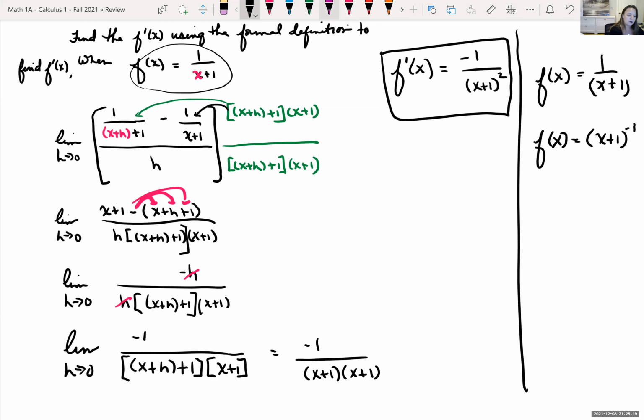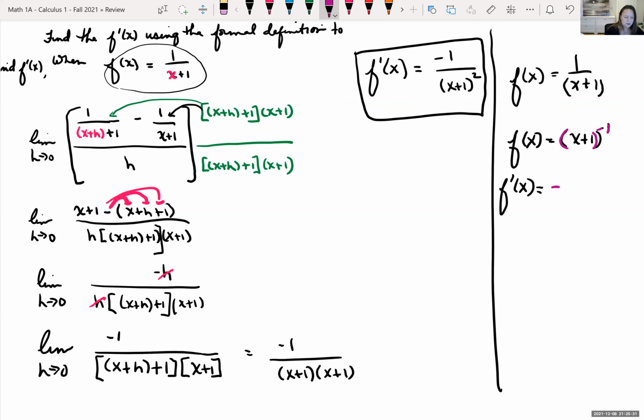And so our outer function, the derivative of the outer function, which is this raised to the negative 1 power, we bring our power down front. So we have negative 1 in front, all times the inside, x plus 1, raised to subtracting 1 from our exponent. So negative 1 minus 1 gives us now negative 2, times the derivative of the inside. The derivative of x plus 1 is just 1. So I can now rewrite this, making my exponent positive by bringing it down into the denominator. So I have negative 1 all over x plus 1 quantity squared.